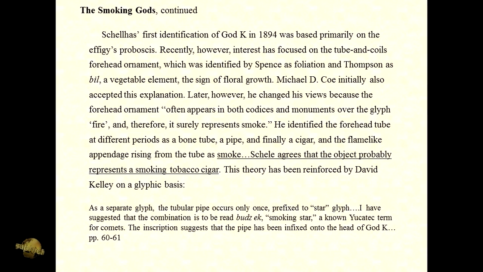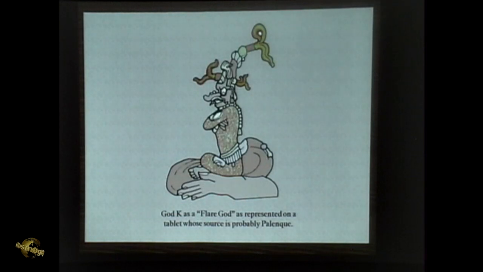Now let's look at what we're talking about here. Let's get a picture of God K. Where is God K? Here's God K. Now there you see, sitting upon this hand, he's seated. He would not be allowed to be at Etowah Mounds. Now notice, here's the tube coming out of his forehead, the flared tube, the flare gun.